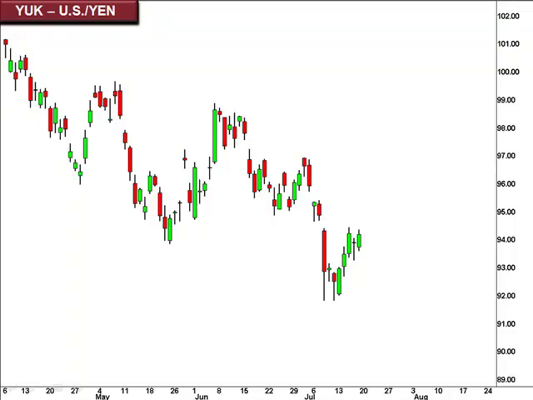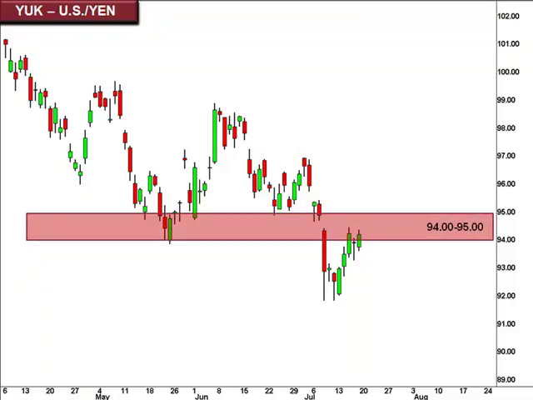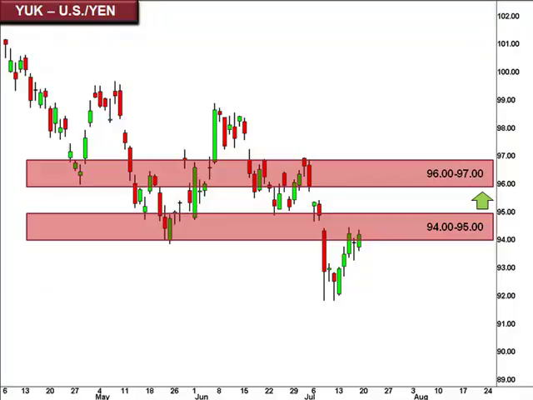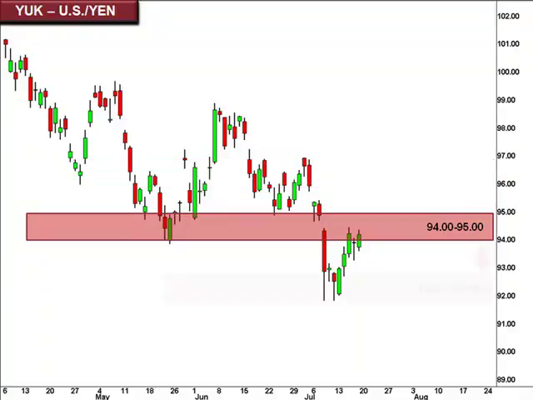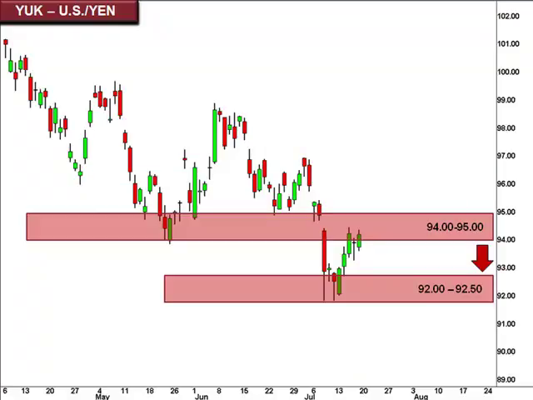Well, the U.S. dollar completed a natural retracement against the yen, shown here in the YUK. After a major sell-off 2 weeks ago, the dollar finished this week positive, testing resistance at the lower range of our 94-95 focal zone. Continued strengthening brings the 96-97 zone into play on the upside. However, rejection at 94 will bring about a test of the 92-92.5 level, with the possibility of an extended downtrend testing 90.